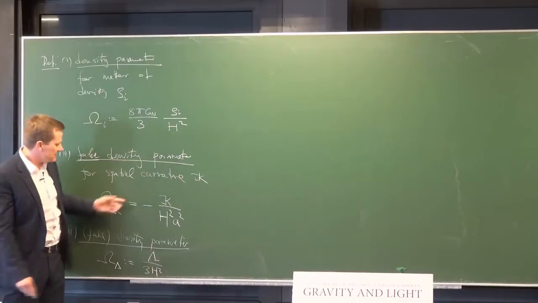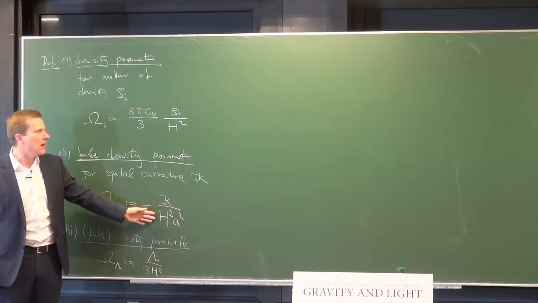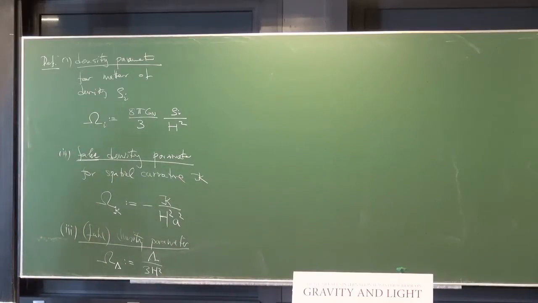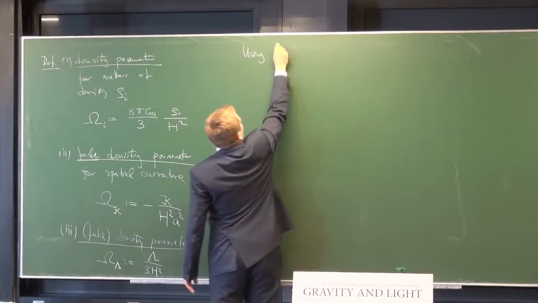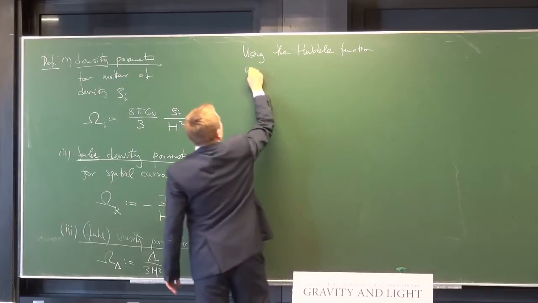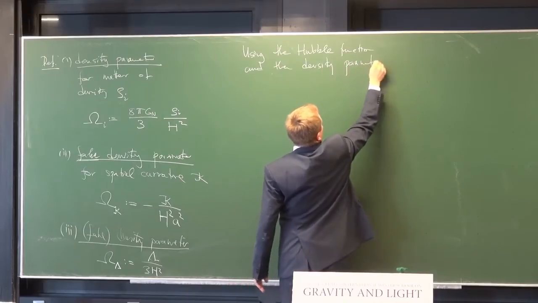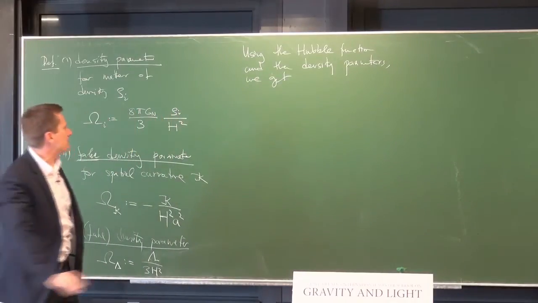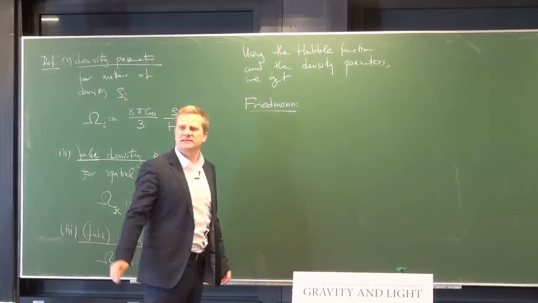On the right-hand side of these definitions, you have quantities you know and well understand, that are defined, that have a physical meaning. And on the left-hand side, you obviously have a combination of such quantities, and it's nicer to work with these combinations for the following reason. Using the Hubble function and the density parameters, we get, first of all, for the Friedmann equation, we can rewrite it. And look how nice it looks.